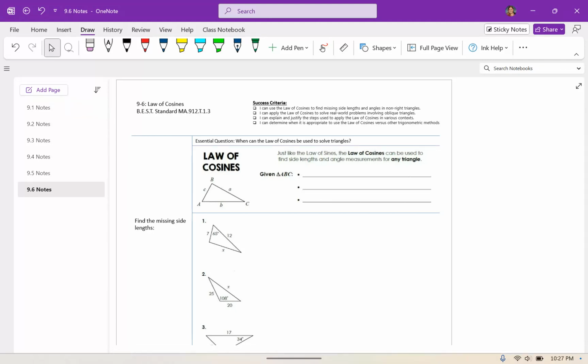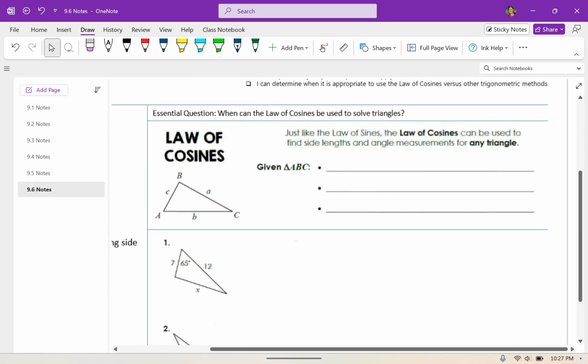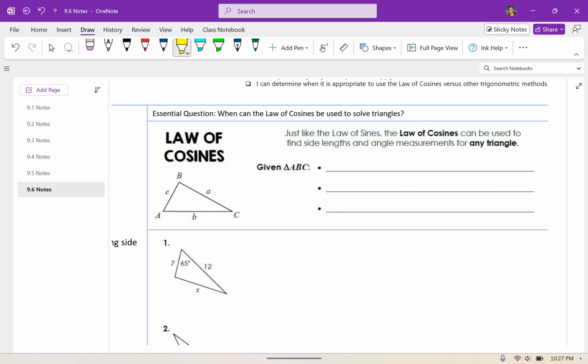Alright guys, congratulations, you're almost through with Unit 9, and we are going out with a bang because the law of cosines is a doozy. But I know you can handle it, you have a good teacher, and you're well prepared. But I would personally use law of cosines as a last resort.